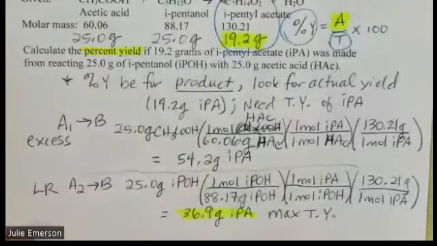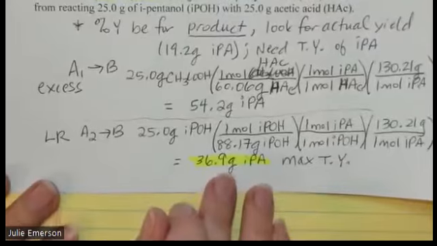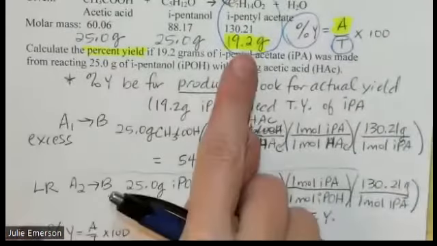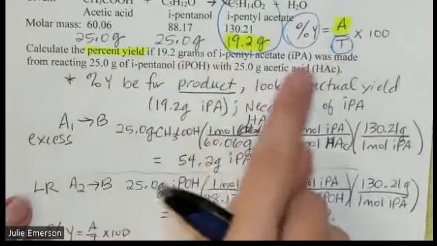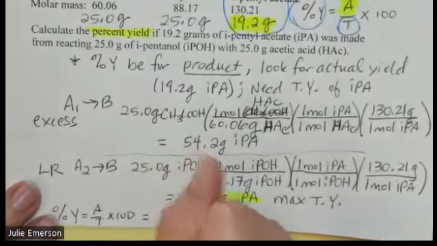Remember I said there's technically 3 calculations here. We did calculation 1, taking A1 to B. We did calculation 2, taking A2 to B, and now we need calculation 3, which is the percent yield. So percent yield is actual over theoretical times 100. The actual yield, remember, we're not in lab, so we're going to get that from the question. It says 19.2 grams was made. So that's my actual yield.